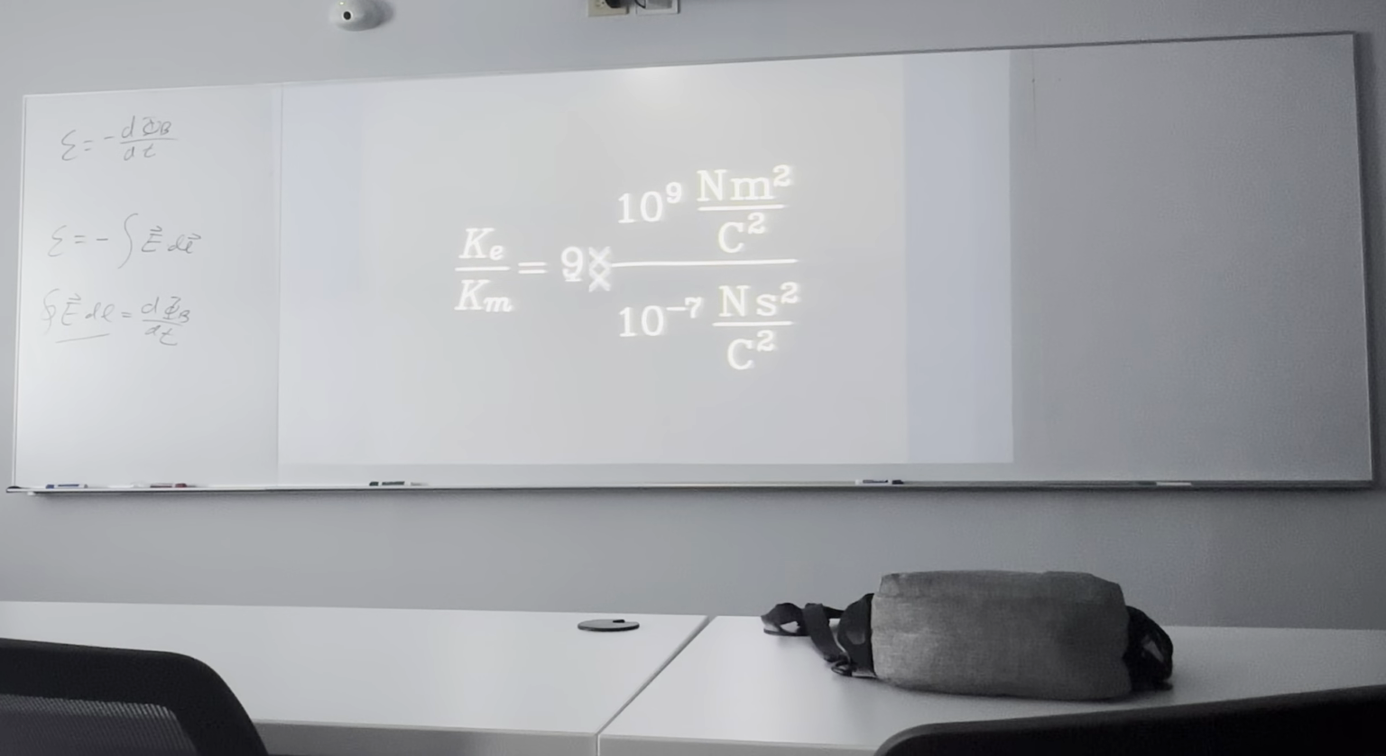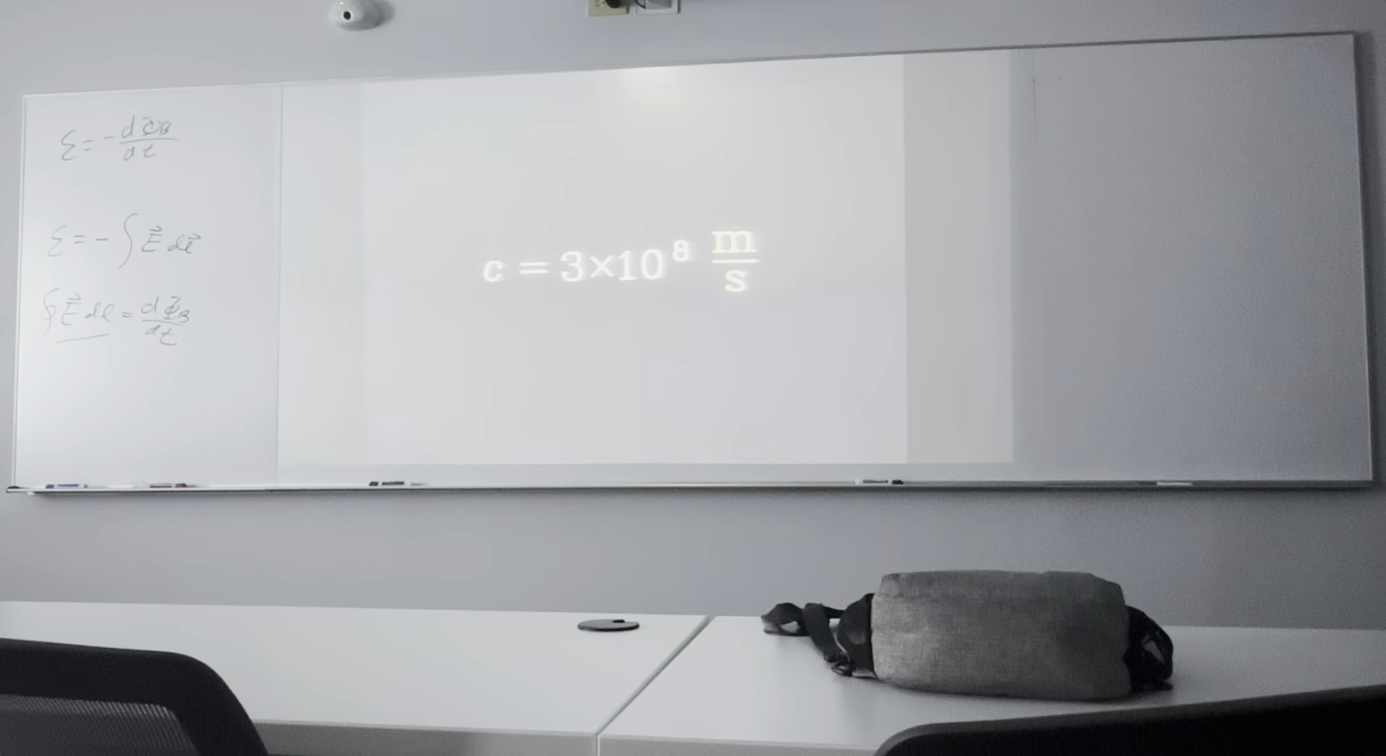The ratio, K sub E divided by K sub M, has the units meters squared over seconds squared. In other words, the square of a speed. But what speed? Its square is 9 times 10 to the 16th meters squared per second squared. Divide the electric constant by the magnetic constant. And there it is, the speed of light.